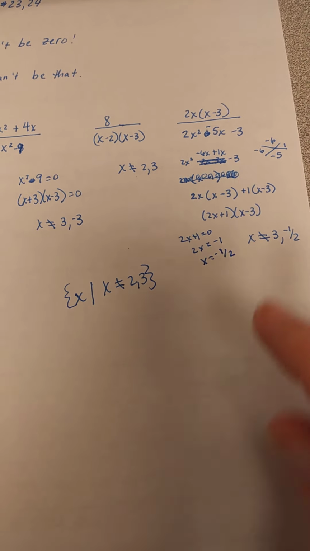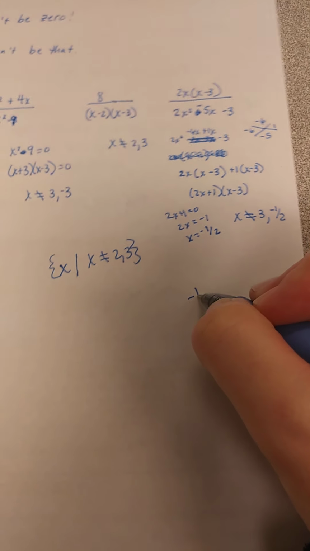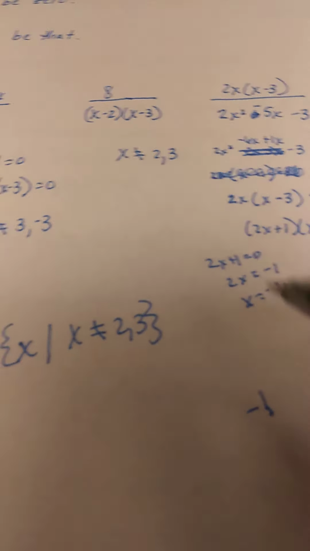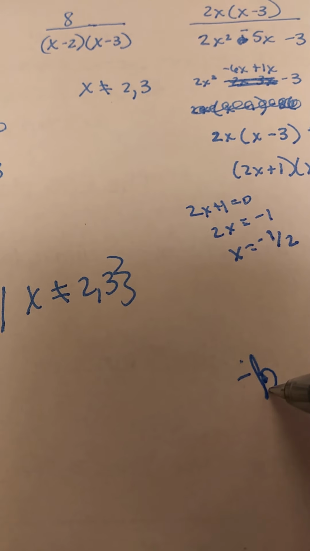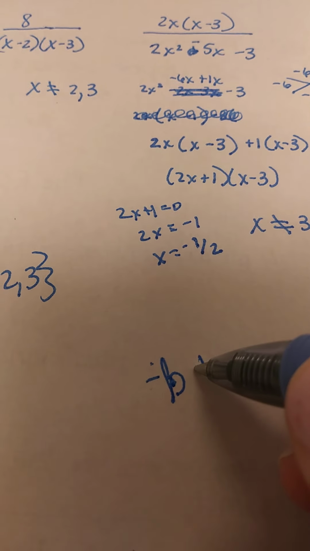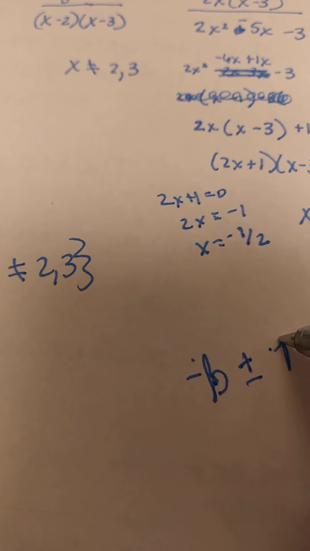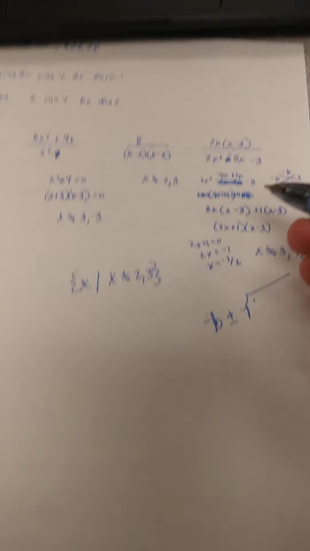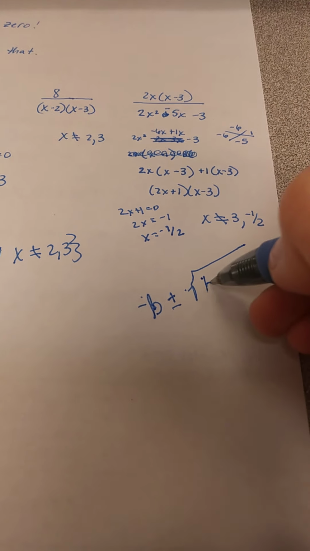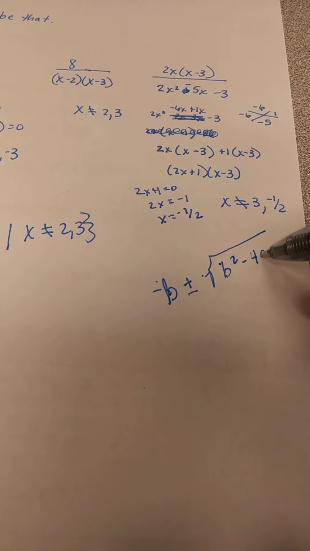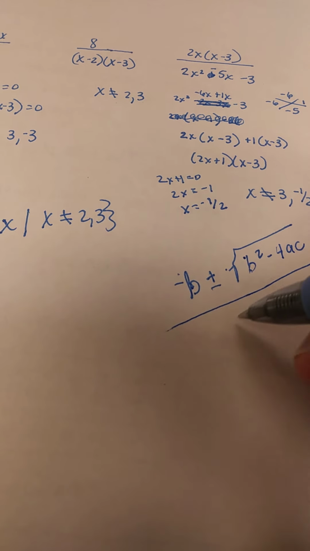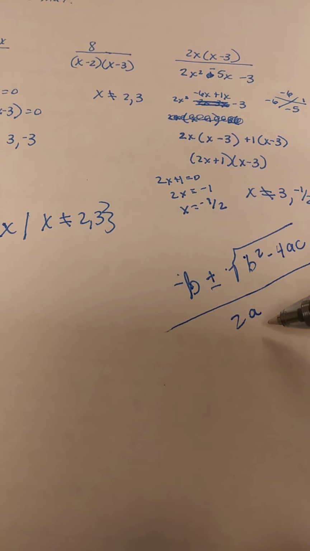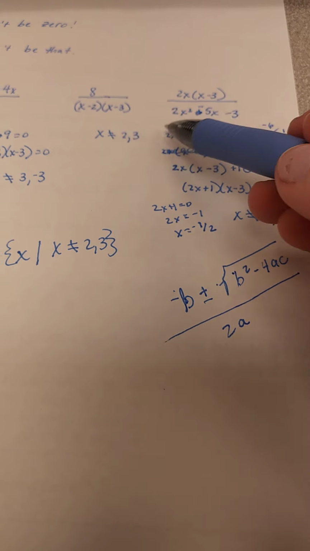Let's say you don't like factoring, like you just hate it. I'll remind you of the quadratic formula. It's really hard to write and hold this phone. Sorry, -b plus or minus the square root of b squared minus 4ac, all over 2a. That's the quadratic formula, and you could just as easily have put this thing in there.